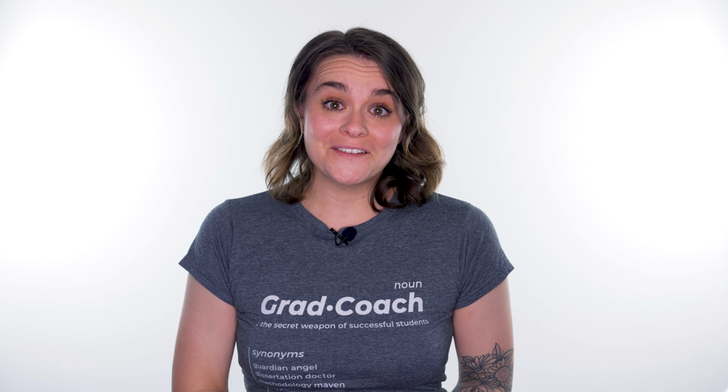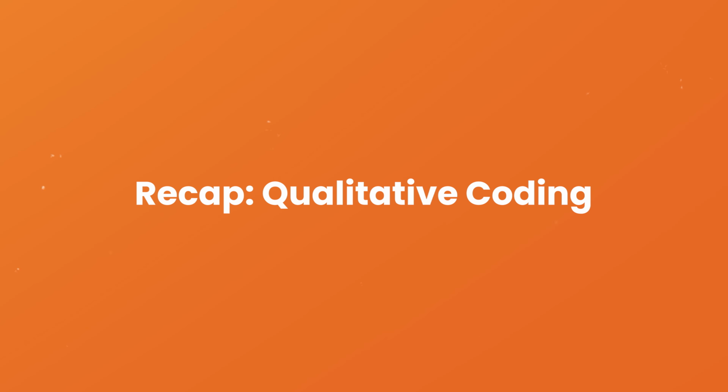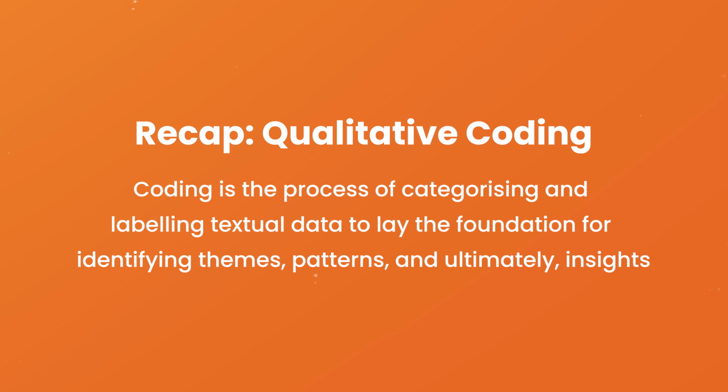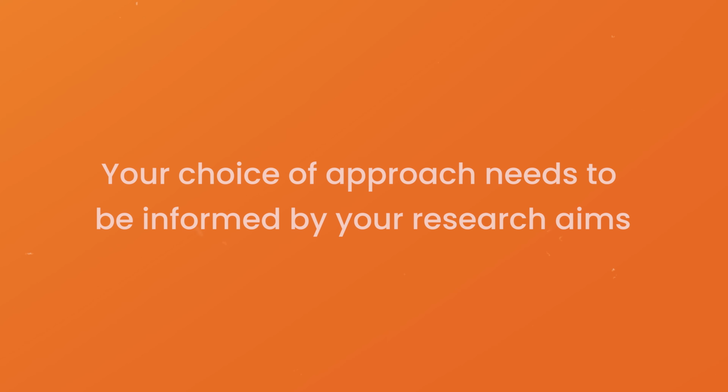All right, we've covered quite a bit of ground here, so let's do a quick recap. At the simplest level, qualitative coding is the process of categorizing and labeling textual data to help identify themes, patterns, and insights, which you'll explore in your qualitative analysis. There are three overarching approaches to coding: inductive, deductive, and hybrid. And, as always, your choice of approach needs to be informed by your research aims and research questions.